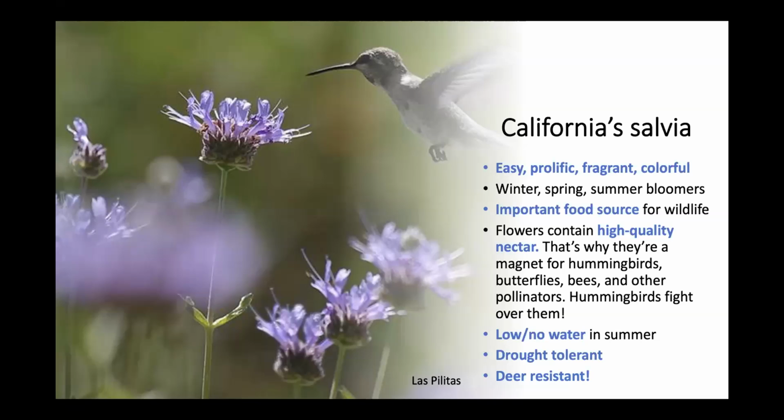And that's why the hummingbirds line up in droves, literally will become territorial about some of the salvia and fight off other hummingbirds who are trying to come in for a sip. They just love the nectar from salvia. Many of these need no or low water in summer, drought tolerant, and most are deer resistant because they have a little bit of a pungent or really great fragrance, and deer don't like that. So we do, but they don't.